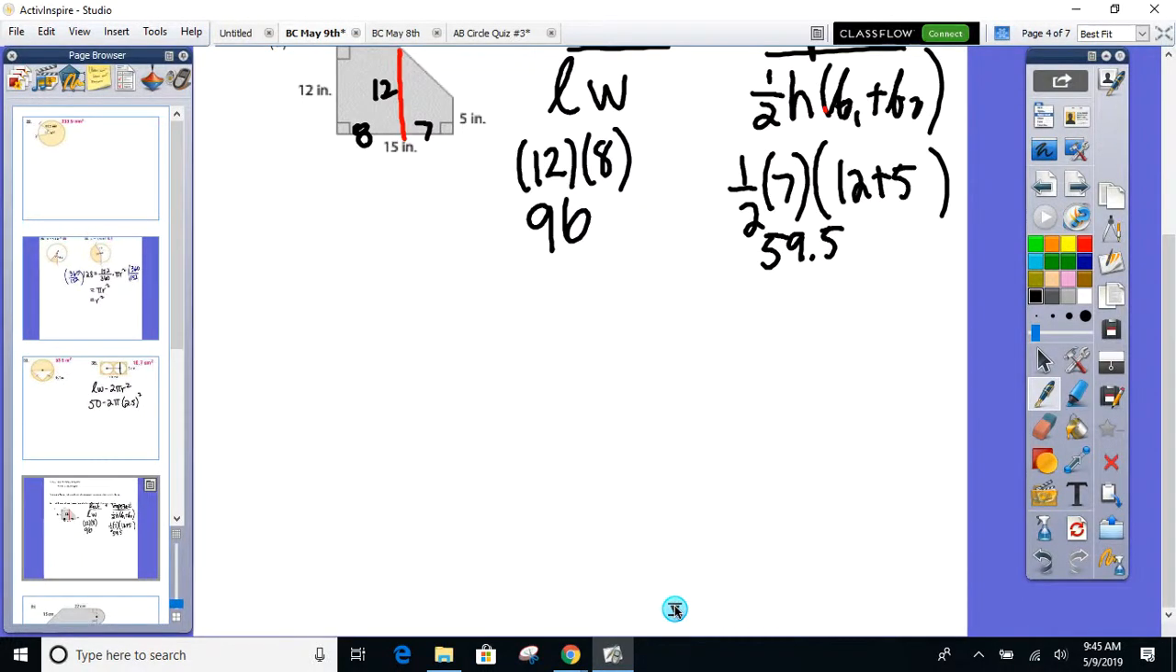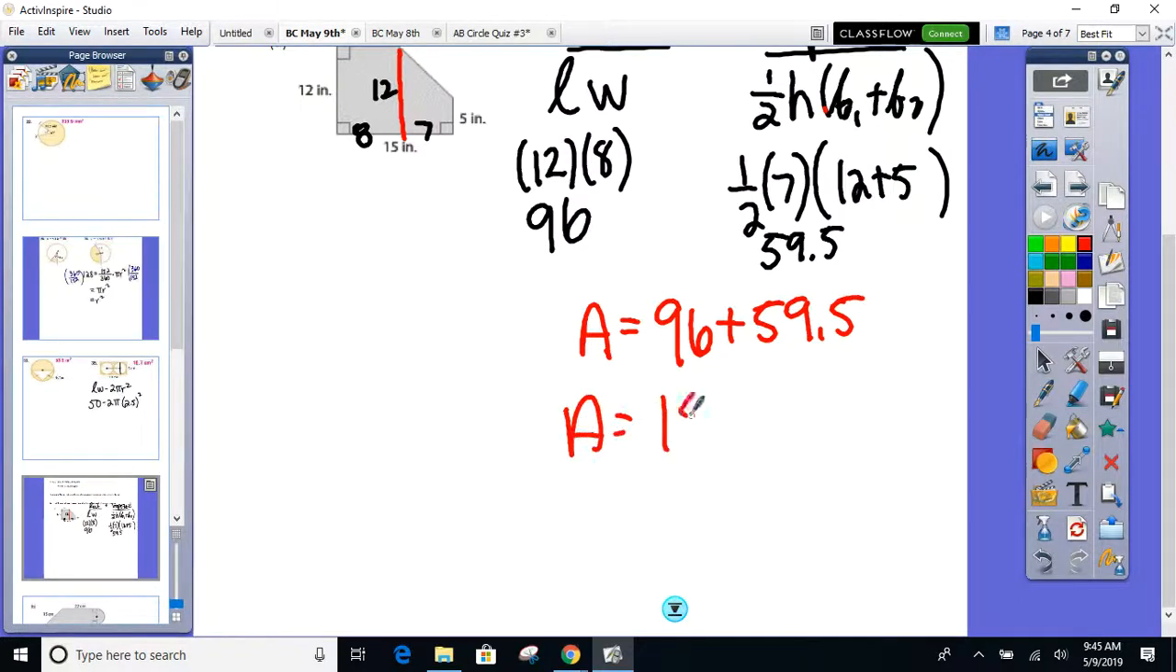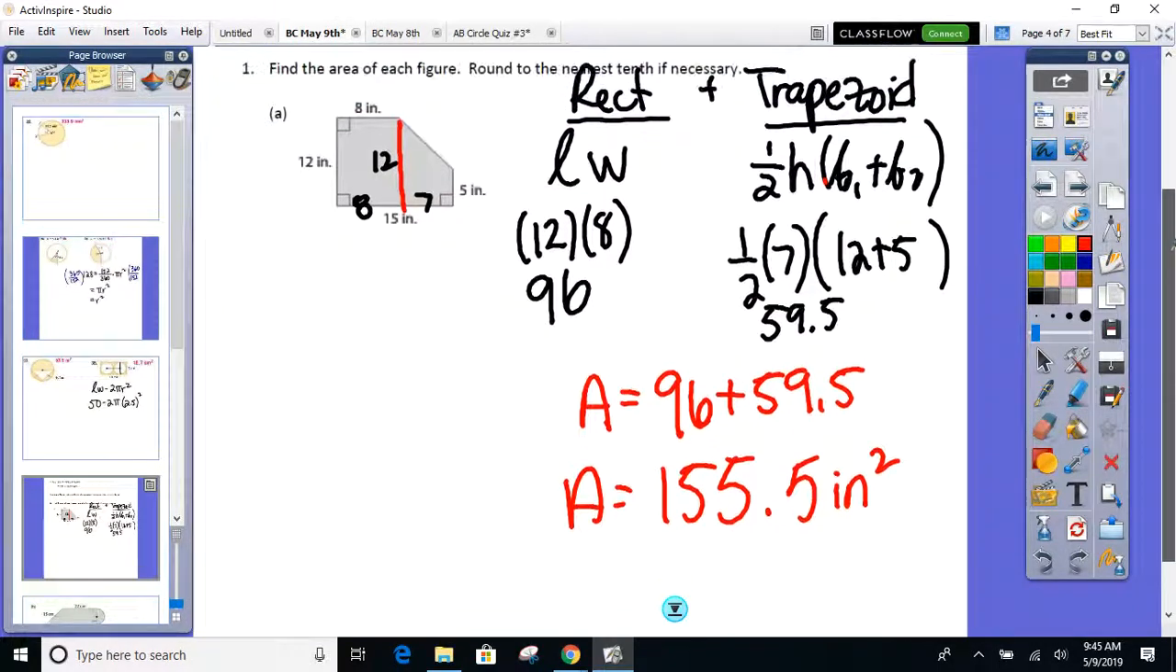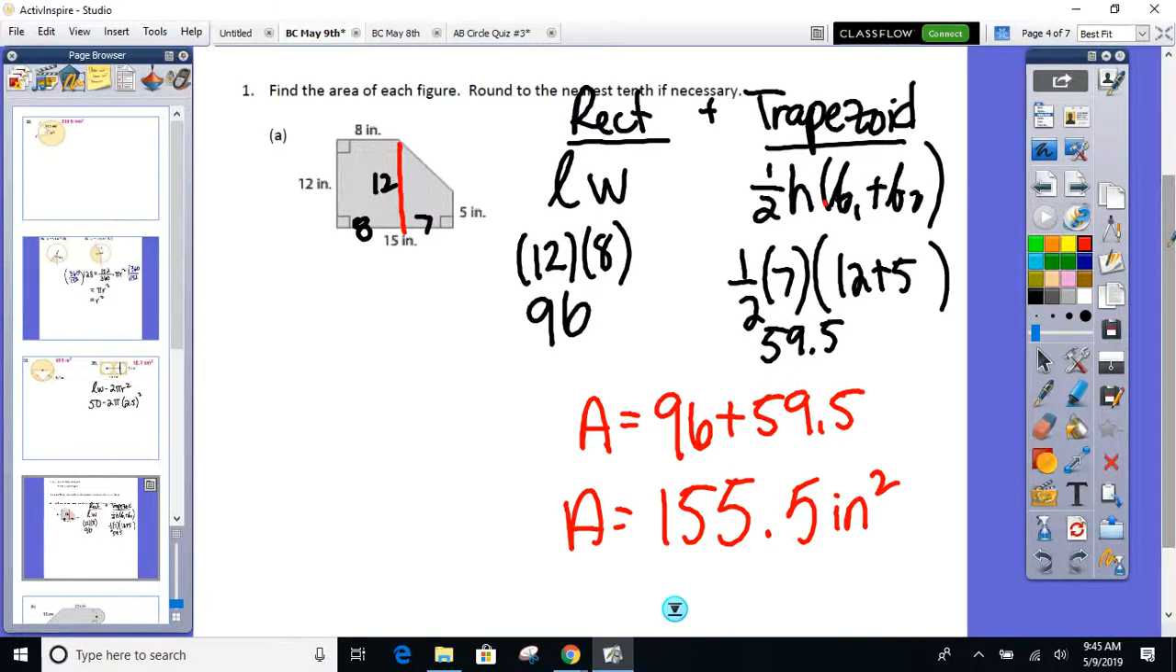So my total area, add them together. I got 96 plus 59.5. Total area, 155.5 square inches. Yep. Please do not go on to the next one because I have a follow-up question. Pens, pencils down. I got a follow-up question. Everyone all right on how we got here?